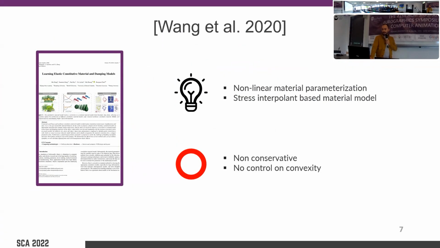Wang et al. proposed a similar data-driven method to accurately animate objects from real-world measures. They designed a constitutive model based on strain-stress interpolation with radial basis functions. However, this method is not conservative, and they don't take into account the convexity of the potential energy, which is critical for the convergence of the model.